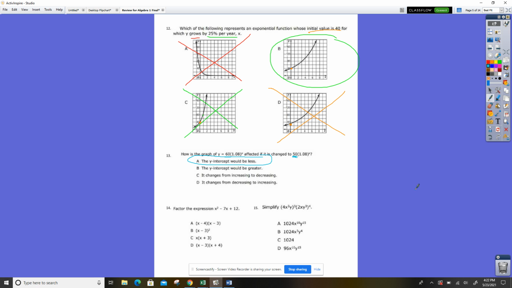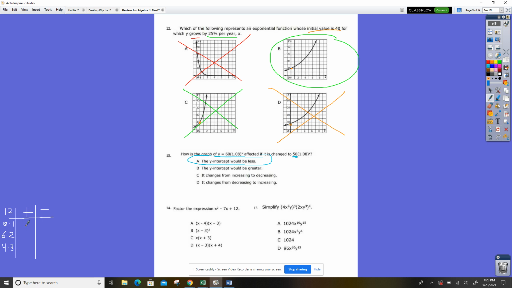Okay. The next one we're going to look at is 14. 14 says to factor the expression x squared minus 7x plus 12. Okay. Now, because it tells us we're factoring and we have 3 terms, we're going to use our chart. Remember, in our chart, we have plus, minus, and in the first column, we have a times c. Since our a is 1 and our c is 12, that's going to give us 12 in the first column. Then we're going to write all of the factors of 12. 12 and 1, 6 and 2, 4 and 3.